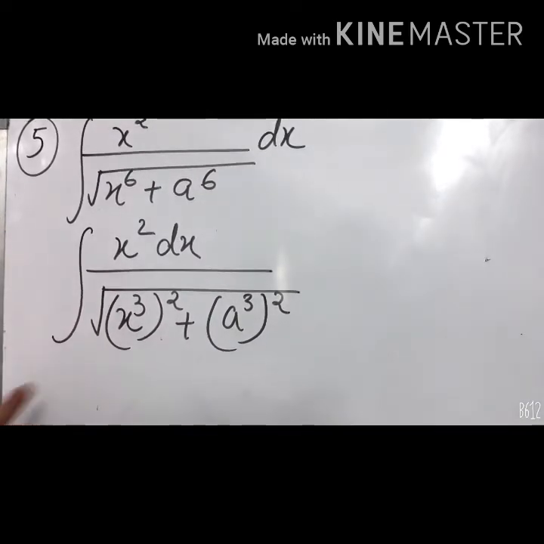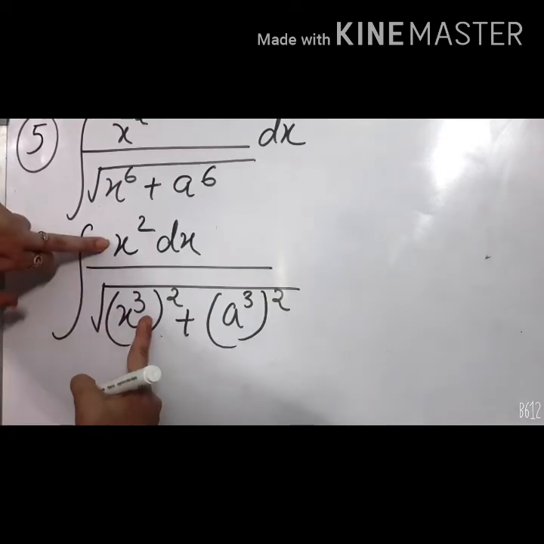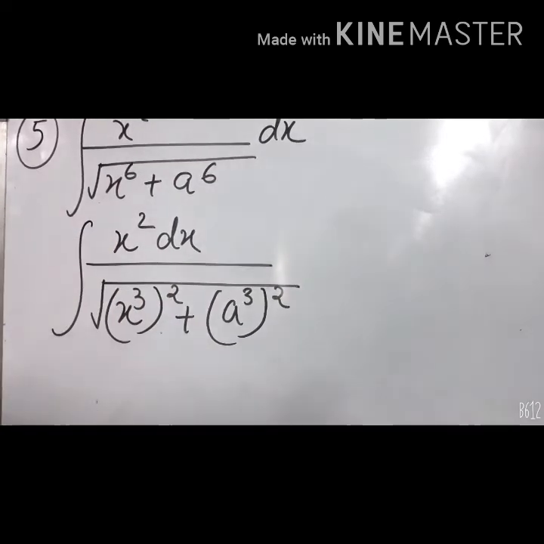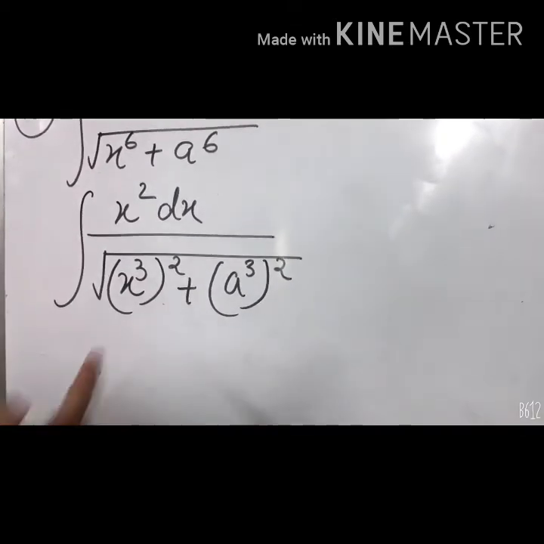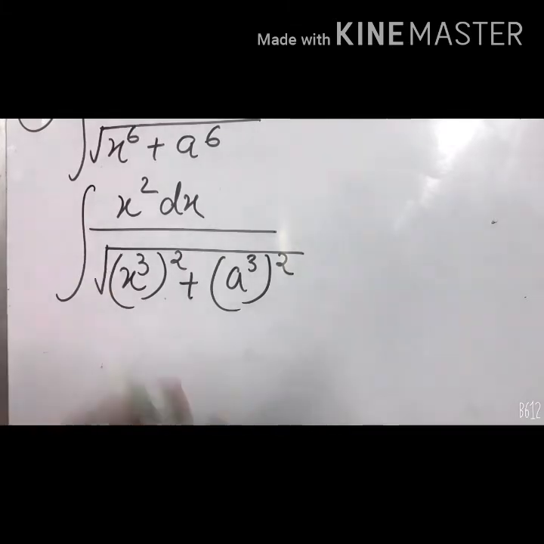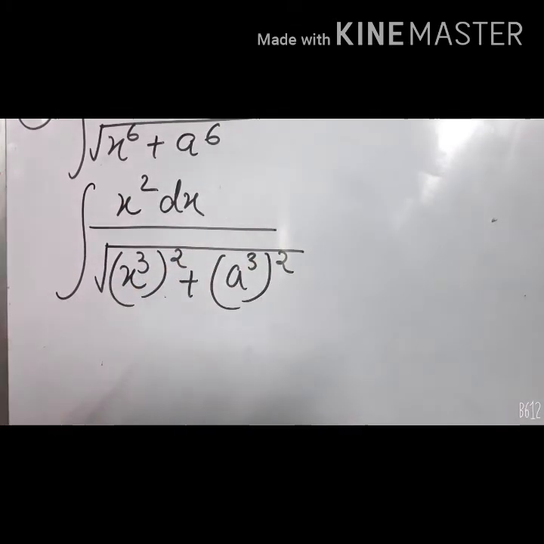I will tell why. X cube, when you differentiate, you will get 3x square. That is why I did it x cube ka whole square. And whatever formulas we did, only that is a square minus x square, x square minus a square, x square plus a square. That is why I wrote in that form.